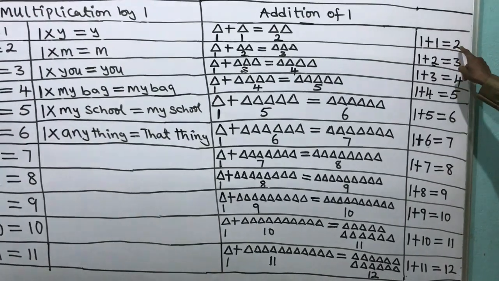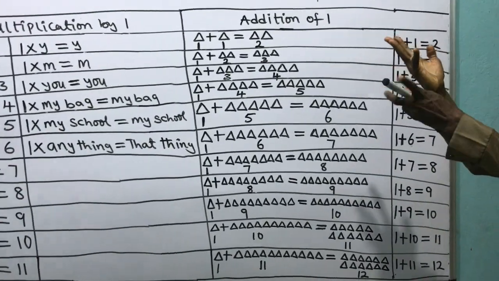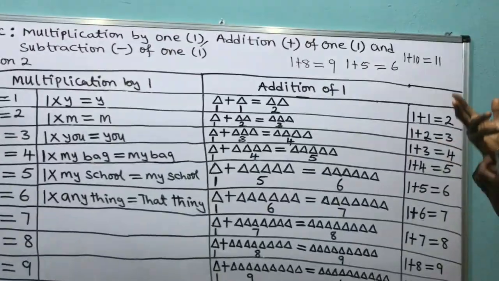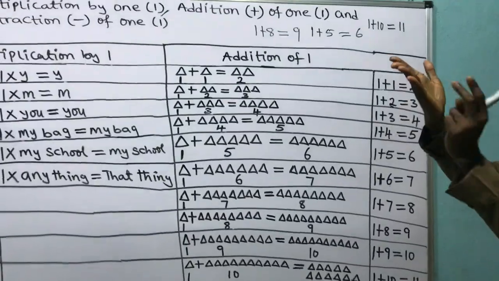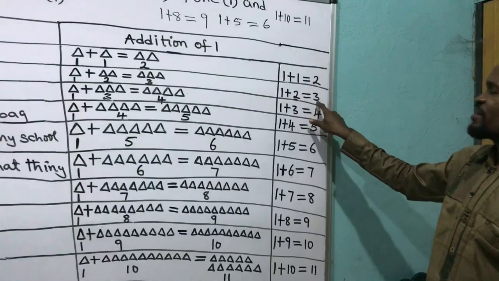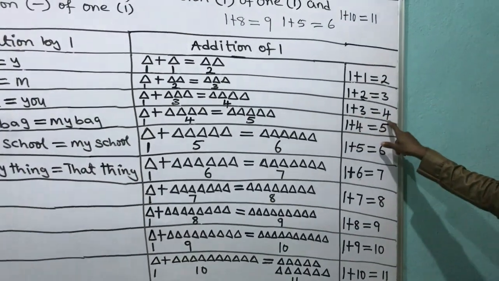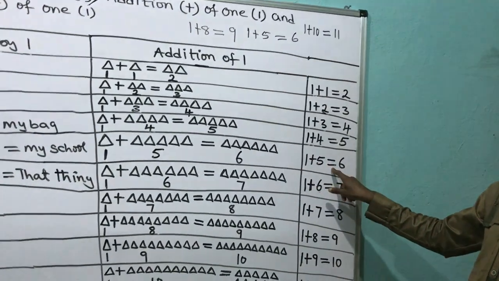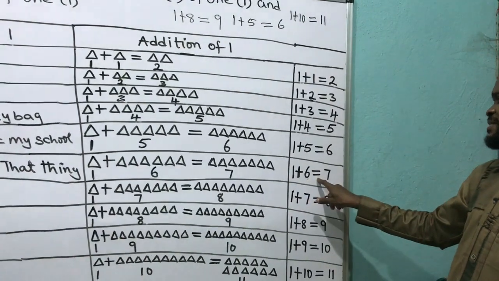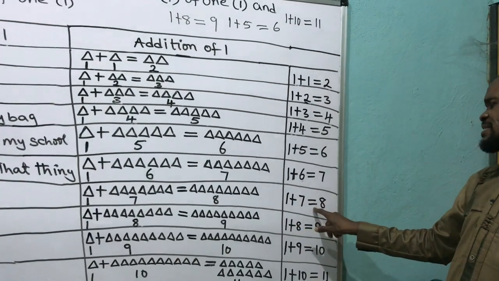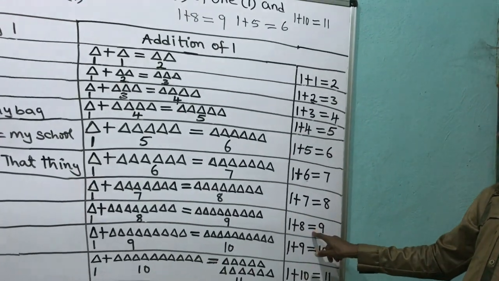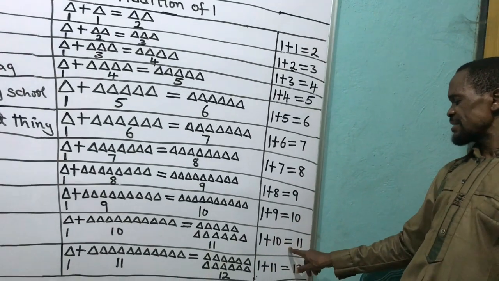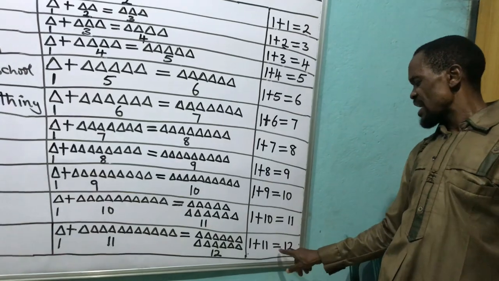1 plus 1, the answer is 2. 1 plus 1, right? 1, 2. 1 plus 2, that gives me 1, 2, 3. The 1 plus 2 will give me 3. 1 plus 3 will give me 4. 1 plus 4, the answer is 5. 1 plus 5, the answer is 6. 1 plus 6, the answer is 7. 1 plus 7, the answer is 8. 1 plus 8, the answer is 9. 1 plus 9, the answer is 10. 1 plus 10, the answer is 11. 1 plus 11, the answer is 12.